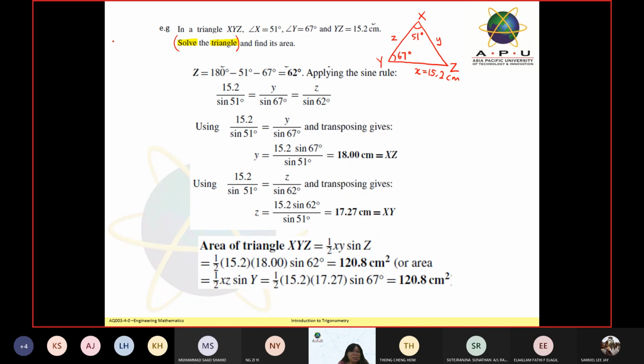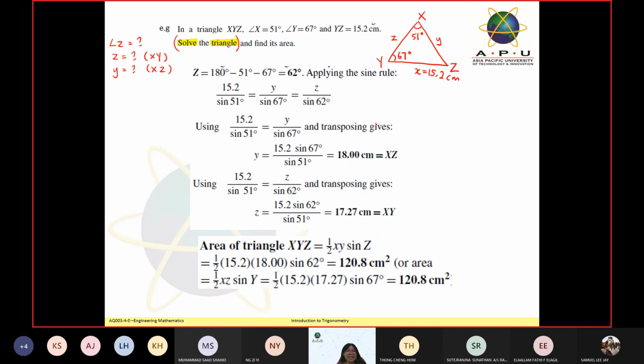So that means finding the angle Z, and finding the length of z and the length of y. The z refers to the length of XY, and the y refers to XZ. This is what solving the triangle means.